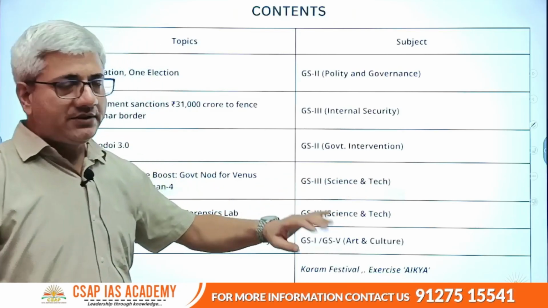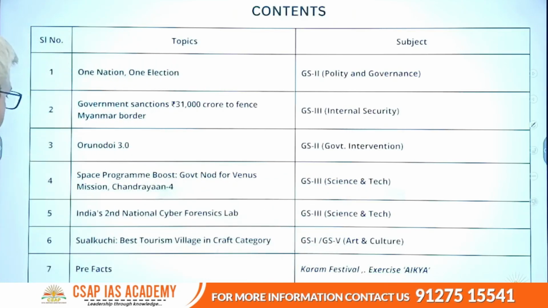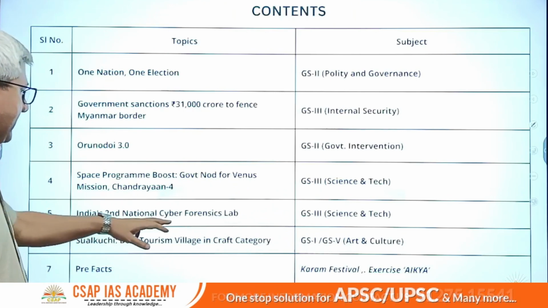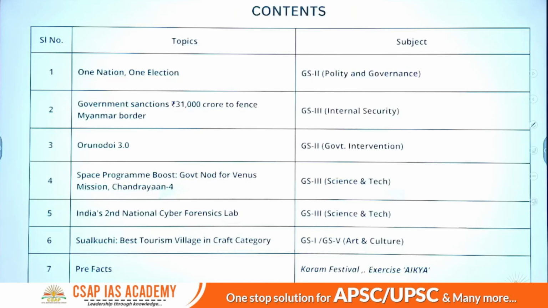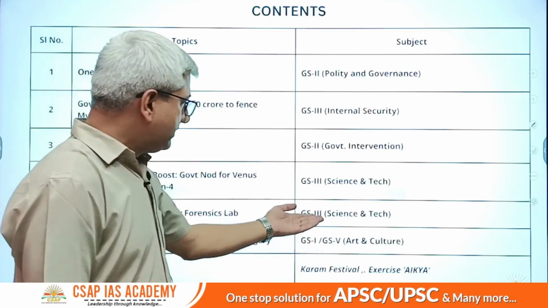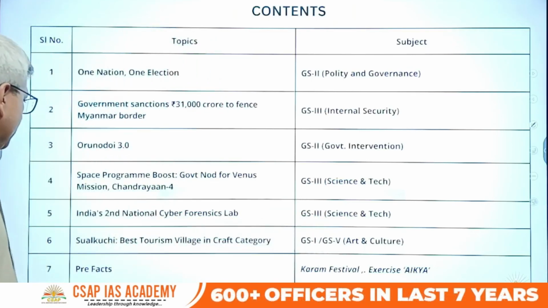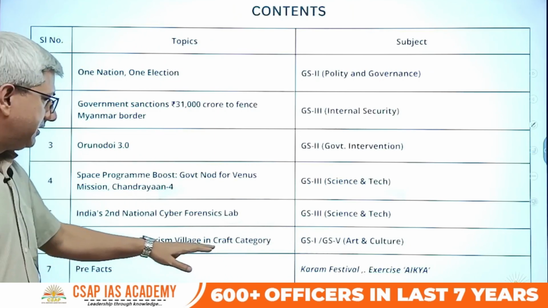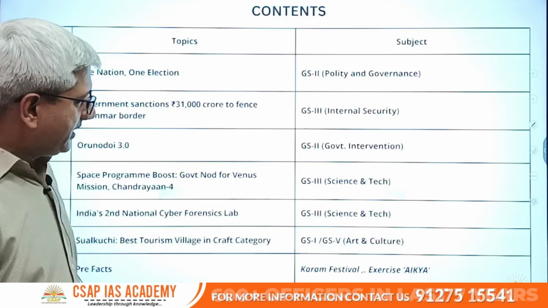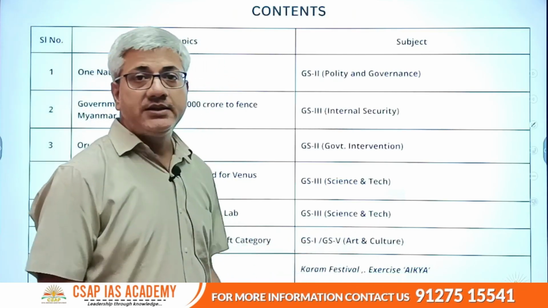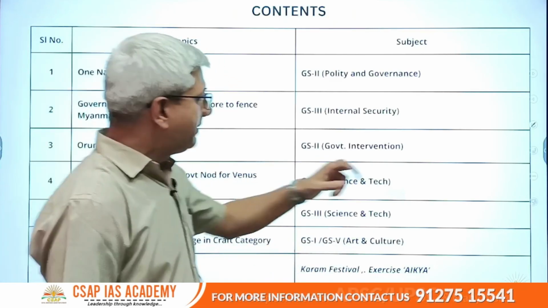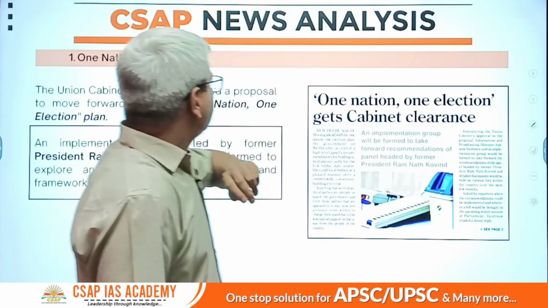That is also there. Most of the papers have covered it today. GS3 topic: India's second national cyber forensic lab going to be set up in Assam. GS3 science and technology is the topic. And then Falkusi best tourism village in craft category. That is GS1, art and culture topic. So let's begin.